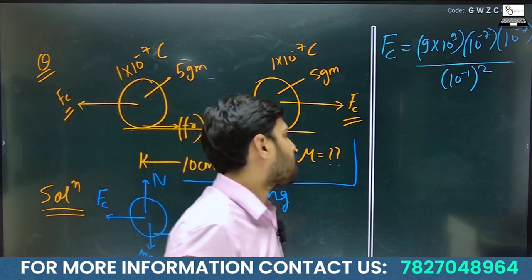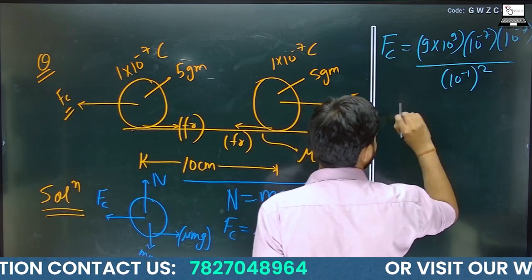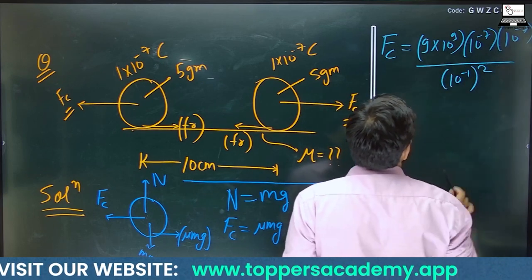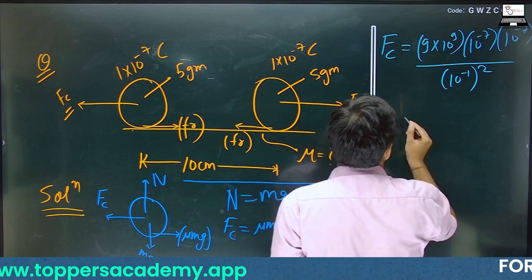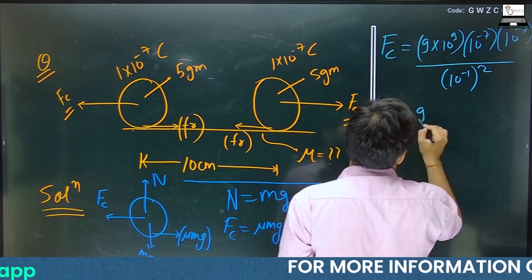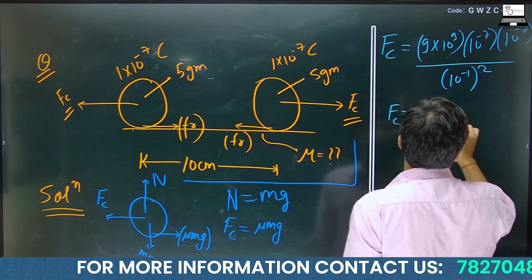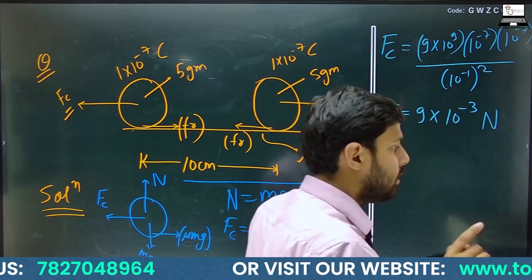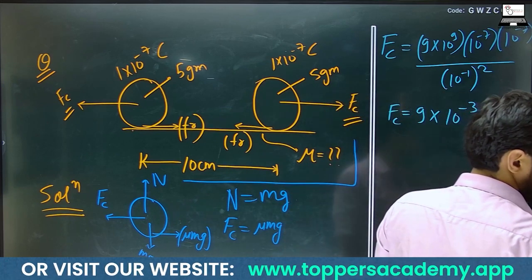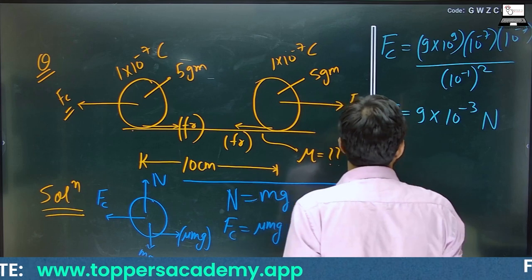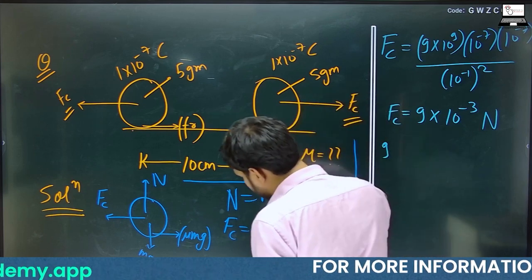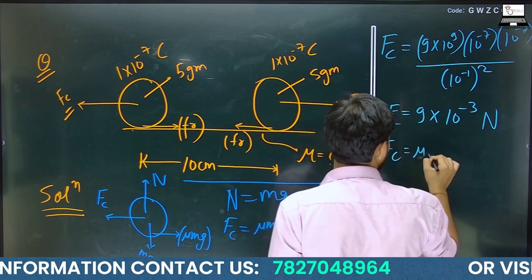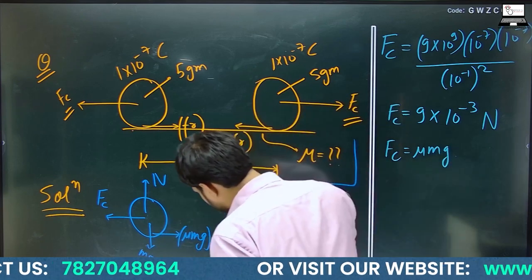How much is FC? 9. We have minus 14, but we have minus 2 also, it will plus 2, so it will minus 12. Okay. How much is it? FC into 10 to the power minus 3 Newton. Clear? Is that clear? So by this we can calculate. Now what we have to do is just simply equate what? FC equals to mu mg.